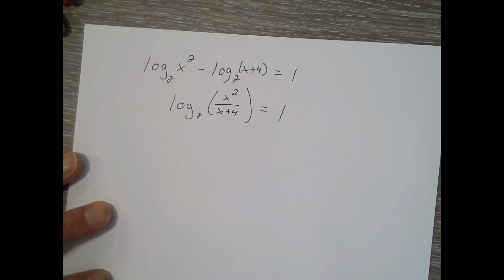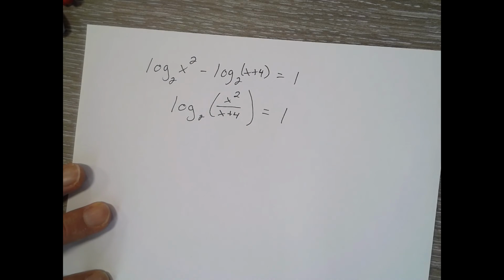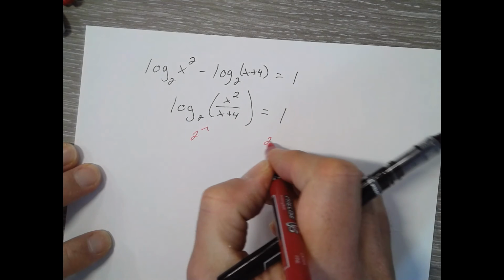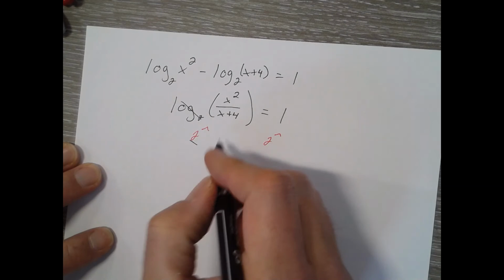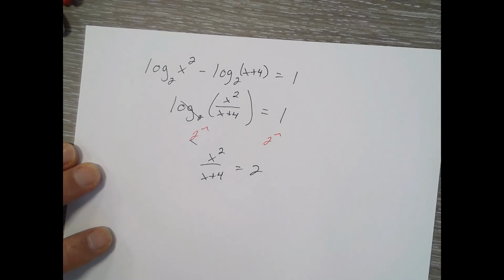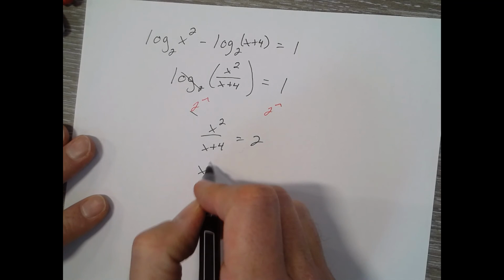Okay, now we can do what to each side? 2 to the power. Very good. See if you can finish this problem. All right, so it's in your notes, so a lot of you just follow along if you got stumped. But we do 2 to the power of each side. So I get x squared over x plus 4 equals 2. We multiply by x plus 4.